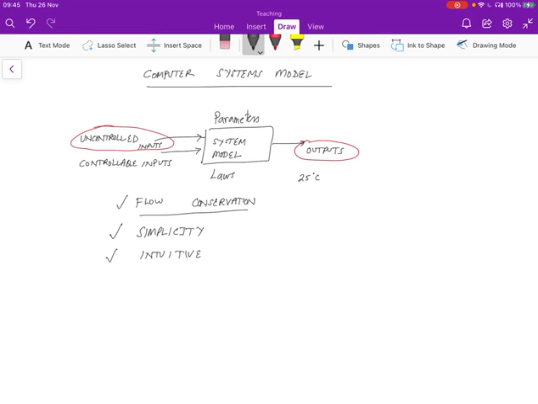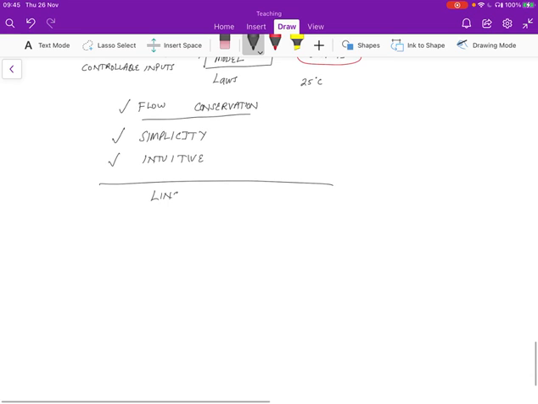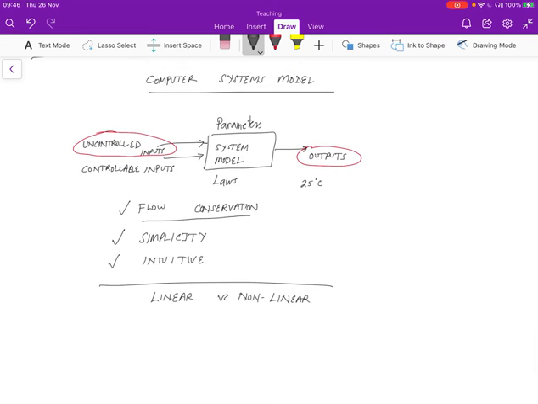There are other properties which are more technical, which also are important. One of them is whether it's linear or nonlinear. And we'll be more precise about what linear means. But a linear model, generally speaking, is something which is going to be giving outputs that are linearly related to the inputs. So if you double the input, the outputs double as well, for example.